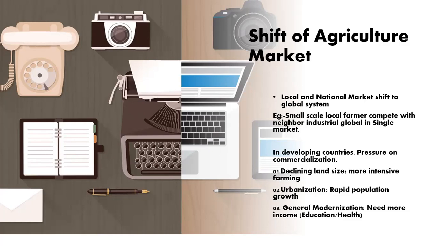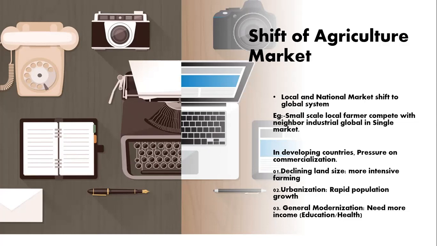In developing countries like Sri Lanka, we have market pressure toward commercialization. The agricultural market is pressured to be commercialized. There are three main reasons we have identified. One is the decline in land sizes. In Sri Lanka, in all the main cropping areas, maybe paddy, tea, sometimes rubber and cinnamon, the land sizes are gradually declining. Otherwise we can say the smallholding sector is expanding.